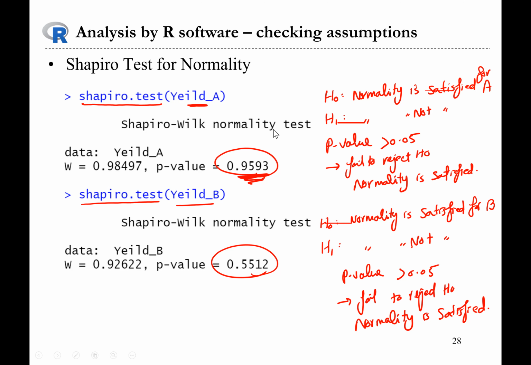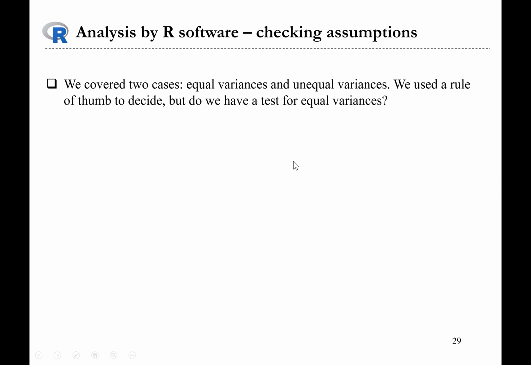Any questions so far? So this is always the null hypothesis and the alternative hypothesis for the Shapiro test. And this is the R code. You should use Shapiro.test, between brackets, give the first group of data, and the second group of data. So the normality assumption is satisfied.